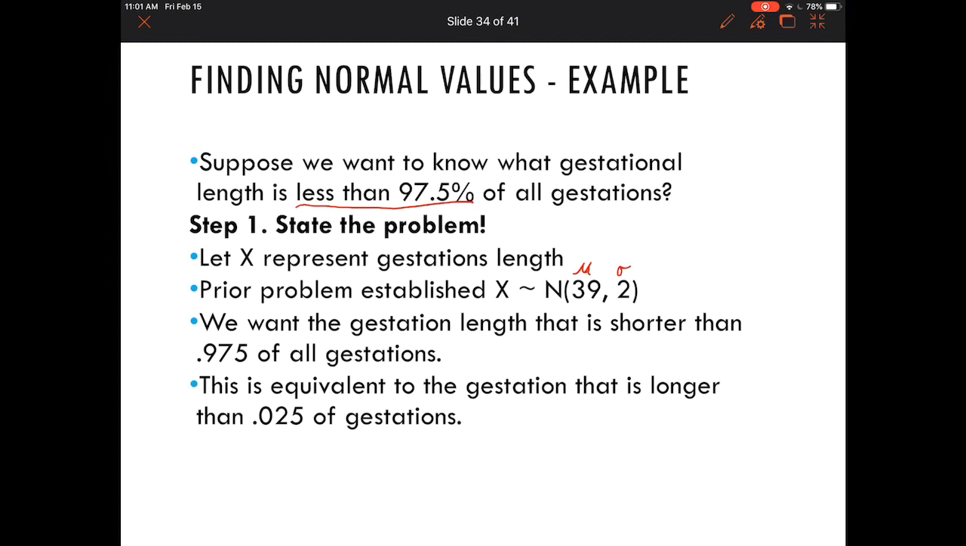Remember, if you move the decimal over, we can turn that into our percentages. And if we add 97.5% plus 2.5%, we get a value of 100%, or 1. And we all know that the sum of all total probabilities has to equal 1. This is what we learned back in chapter 5.